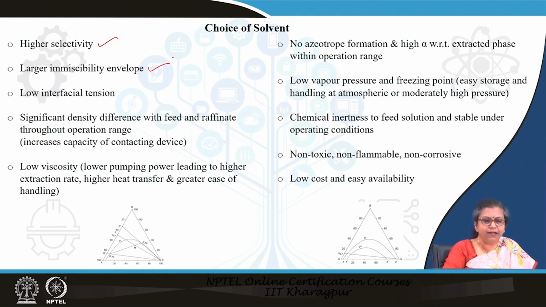First thing is, it is very evident that there has to be a significant density difference between feed and raffinate throughout the operation range, so that we can get a proper separation between the two, before the raffinate and the extract can be sent to their respective solvent recovery units. That is a must, I have told you, and often what we do is employ centrifugal separation rather than gravity separation in order to bring an effective separation between feed and raffinate.